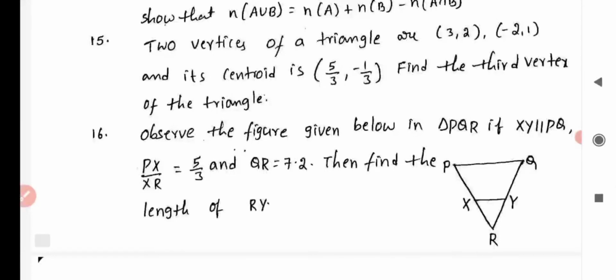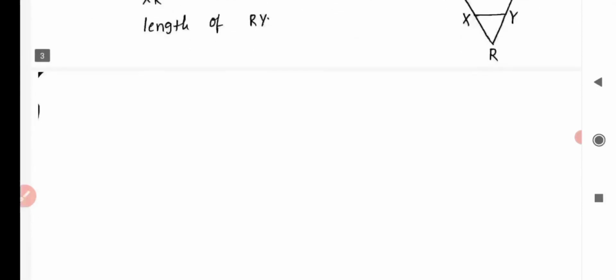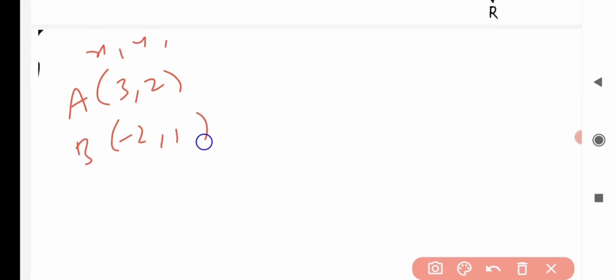Two vertices of a triangle are (3, 2) and (-2, 1) and its centroid is (5/3, -1/3). Find the third vertex. So two vertices are there and a centroid is also given. The centroid formula is (x1 plus x2 plus x3) by 3. First, what are the given points? A is (x1, y1), that is (3, 2), and B is (-2, 1), this is (x2, y2). We don't know the third vertex, so we assume it to be (x3, y3).